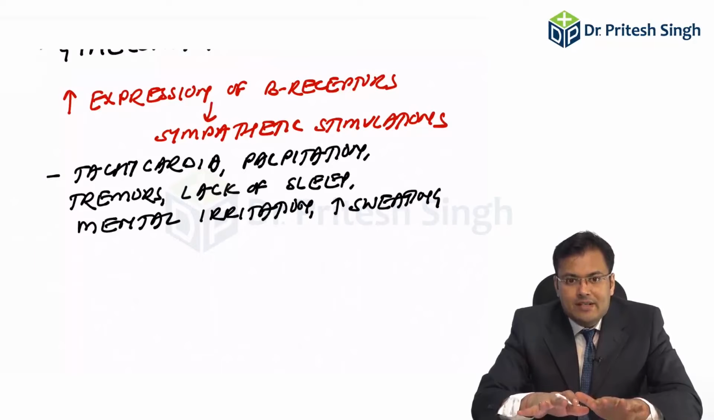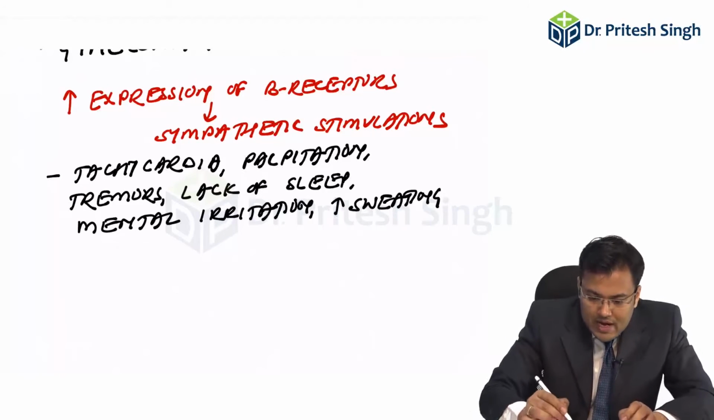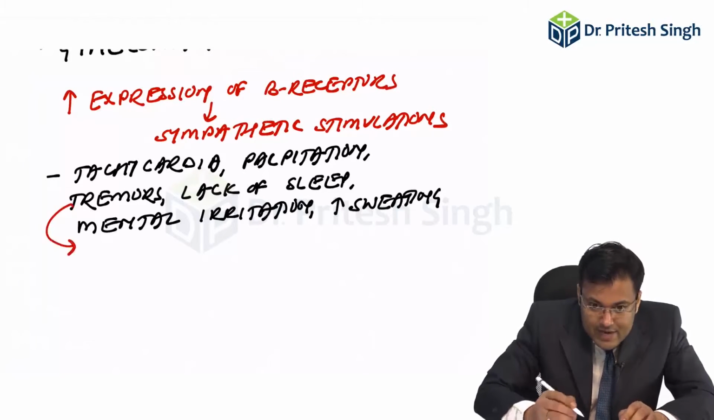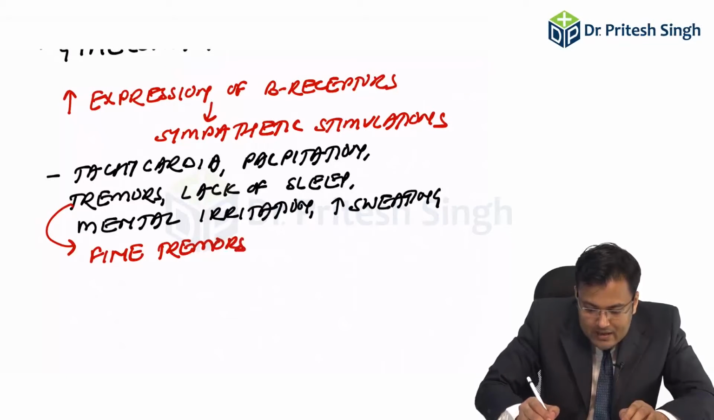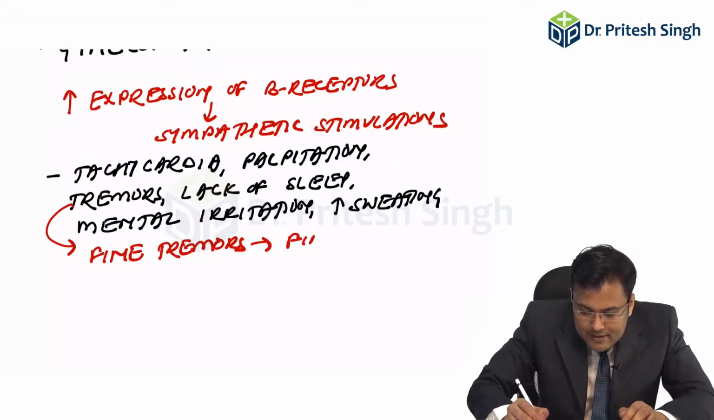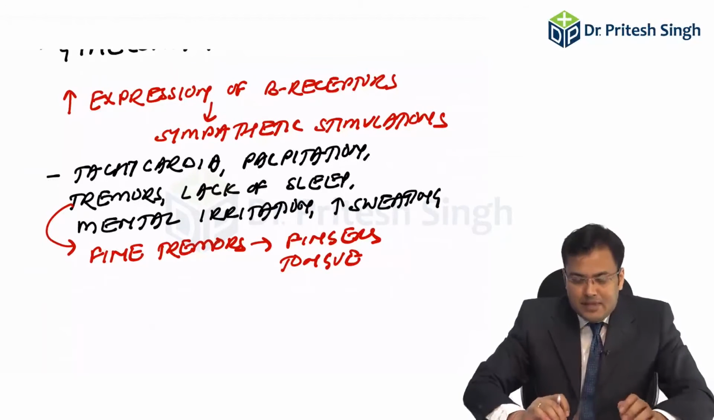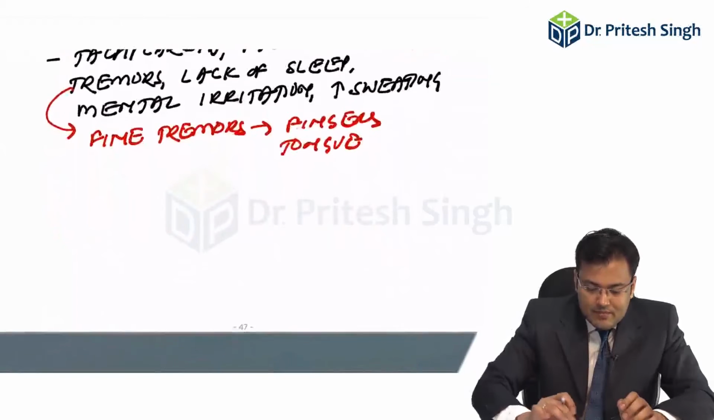Yes, it is fine tremors. And what is the location of fine tremors? Can you see in the fingers and in the tongue? So the kind of tremors seen, this very important question, fine tremors. And these fine tremors are seen in fingers and tongue. These are sympathetic stimulation signs and symptoms.